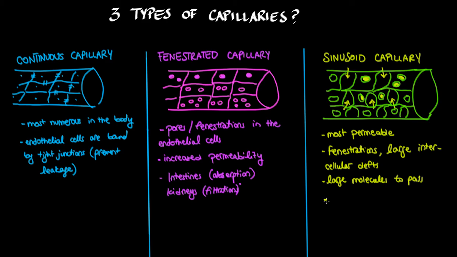And areas of the body where you have those capillaries would be bone marrow, liver, spleen, and the adrenal gland, specifically the adrenal medulla.